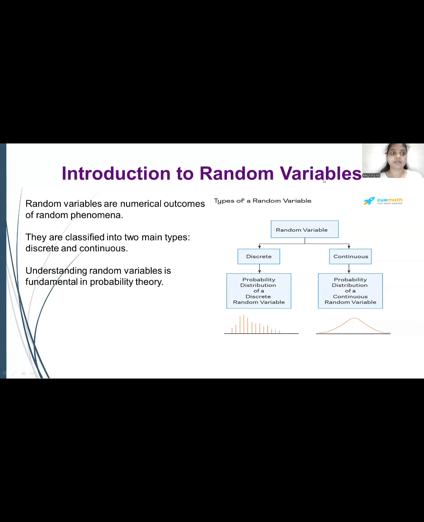Introduction to random variables. Random variables are numerical outcomes of random phenomena. They are classified into two main types, discrete and continuous. Understanding random variables is fundamental in probability theory.